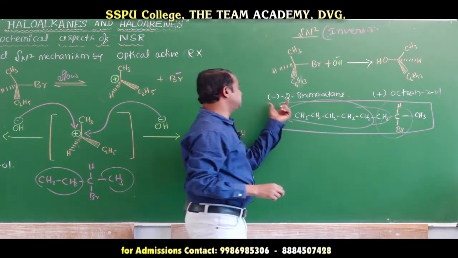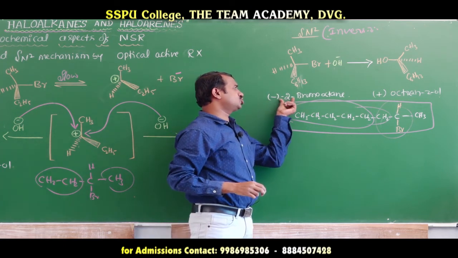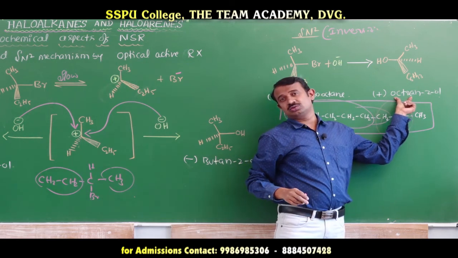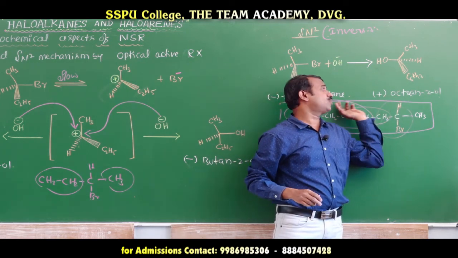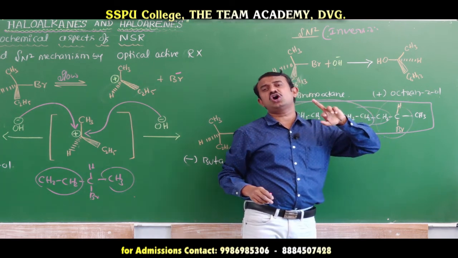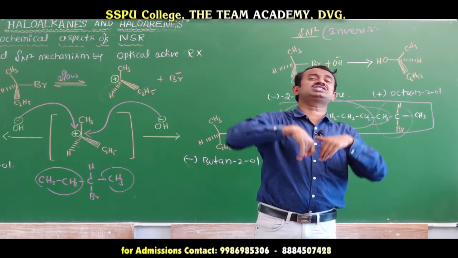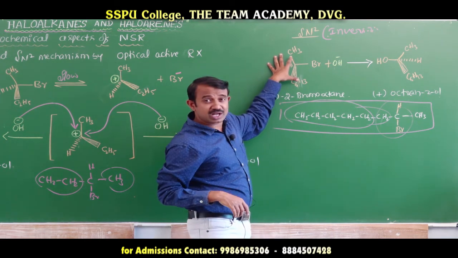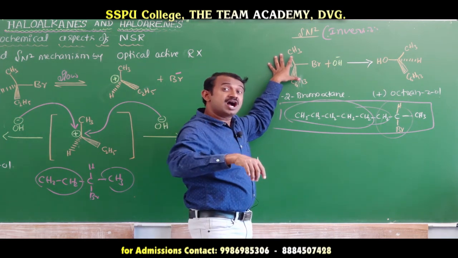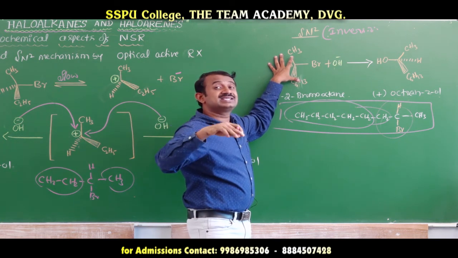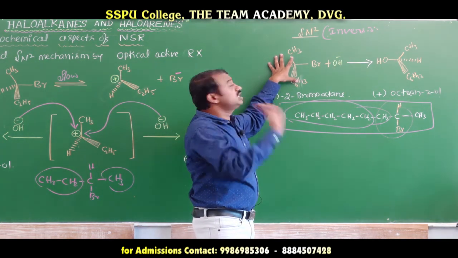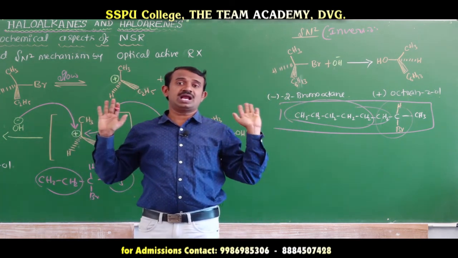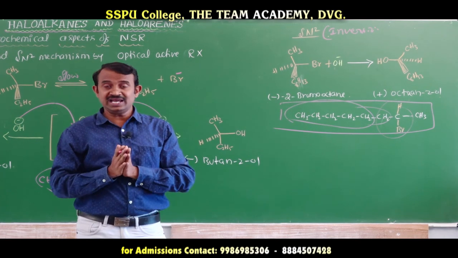Inversion configuration means, suppose I take (-)-2-bromooctane, you will get (+)-2-octanol. The negative is converted to positive, dextro to levo, levo to dextro. The reaction goes in the opposite direction. This is the SN2 mechanism. If we take an optically active compound, it gives opposite or inversion configuration. These are the stereochemical aspects of alkyl halides.